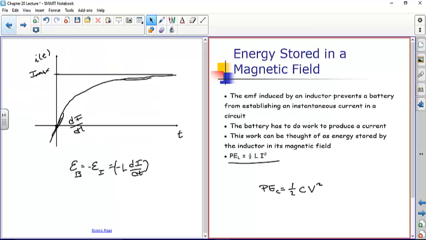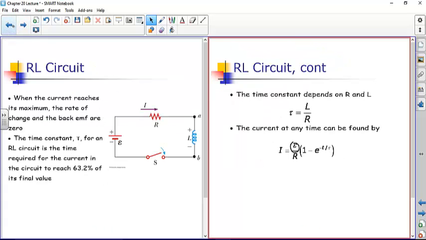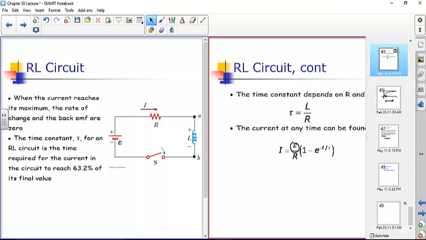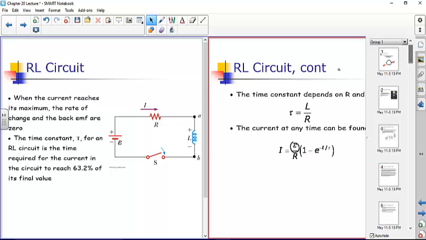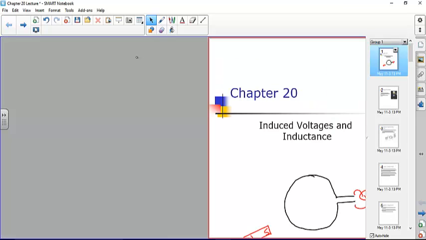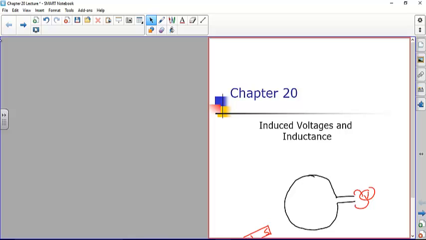There's chapter 20 homework, which you've got the handout. So let's go back here and talk about what we cover in chapter 20 now. I'm just going to go through this 5-minute review.